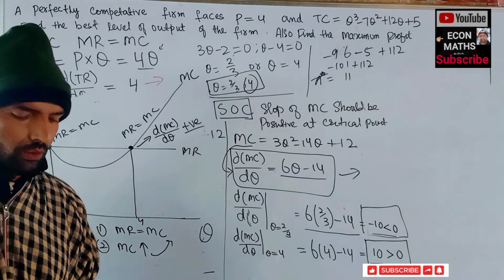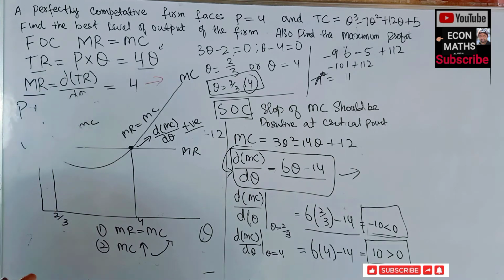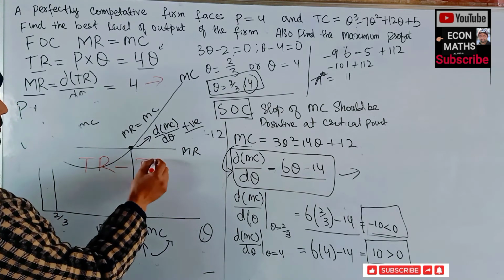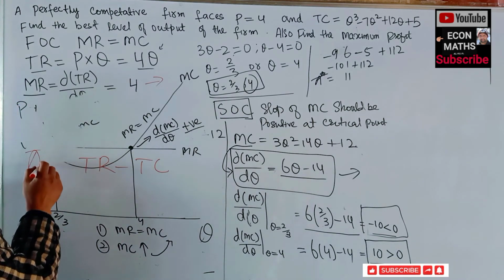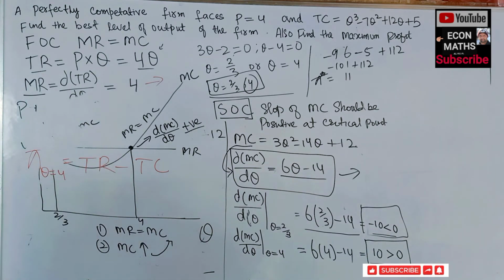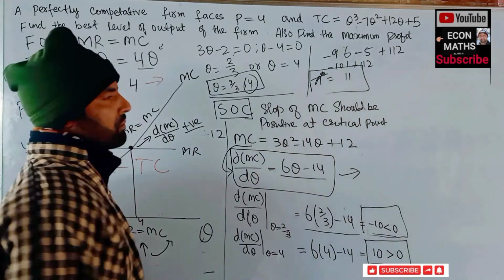After that we have to find the maximum profit. We know maximum profit is nothing but total revenue minus total cost. So we take total revenue, and from that we subtract the total cost. So we evaluate the profit when output is equal to 4, and we found that our maximum profit is 11.